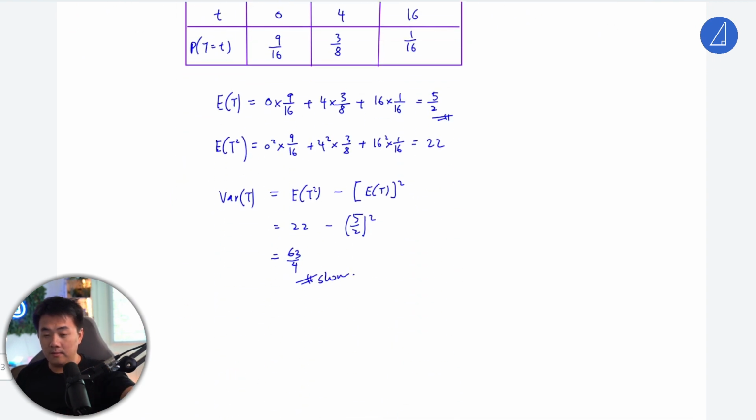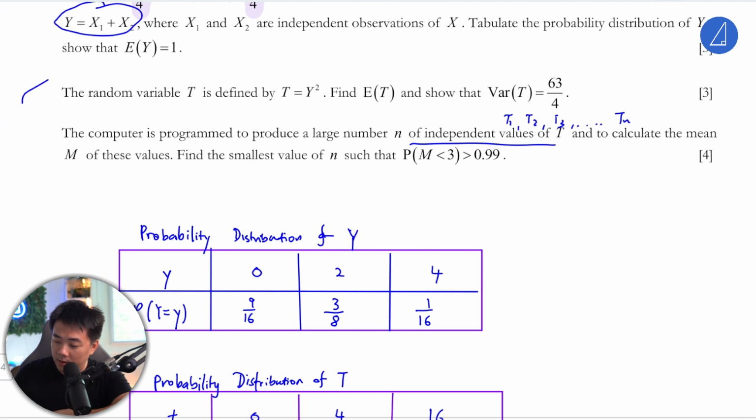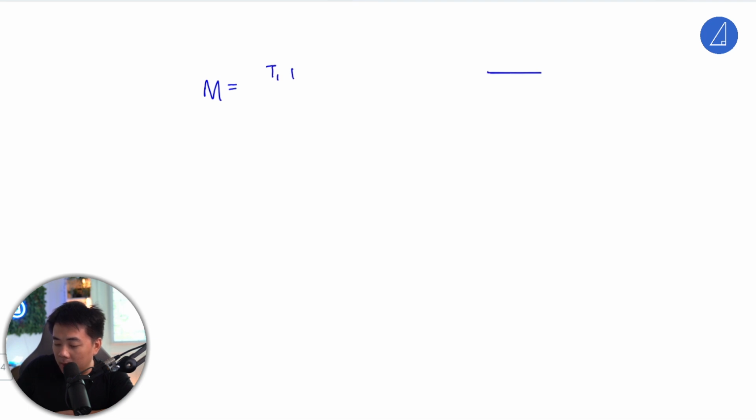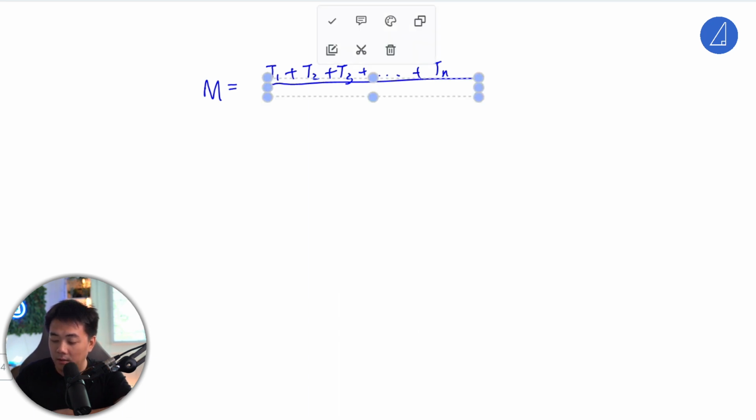So let's look at this. All we want is the mean value m of these values, right? So you need to find P(m < 3), which is more than 99% of the time. So what it means is this. The mean value m is given by t1 plus t2 plus t3 all the way to tn. Then we divide everything by n, because that is the mean value that we're looking for.